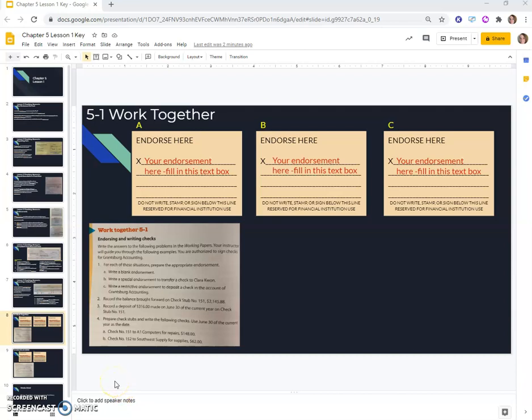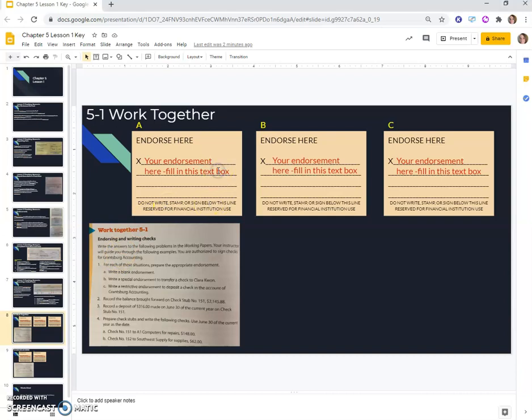This recording will take us through the Chapter 5, Lesson 1, Work Together problem. The first thing says, write the answers in the following problems in the working papers, which you'll have on this slide and an additional spreadsheet. Your instructor will guide you through the following examples. You are authorized to sign checks for Grantsburg Accounting. Number 1, for each of these 3 situations, prepare the appropriate endorsement.